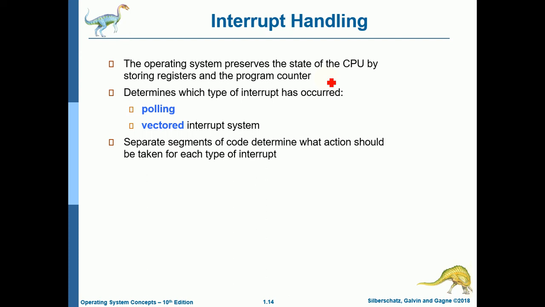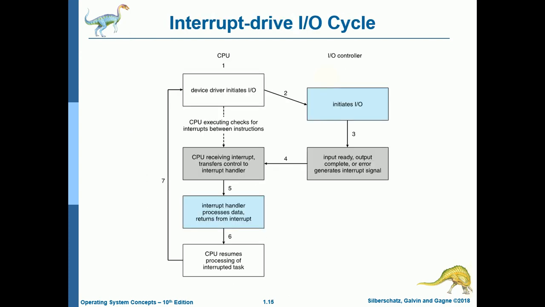Another one is the vectored interrupt system. The purpose of the vectored interrupt system is to reduce the need for a single interrupt handler to search all possible sources of interrupts to determine which needs service. So separate segments of code determine what action should be taken for each type of interrupt.